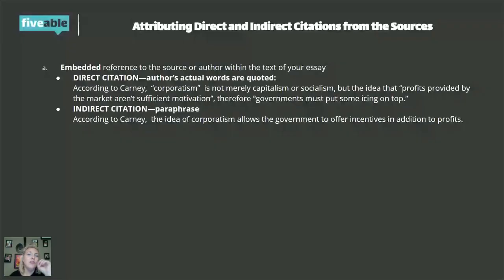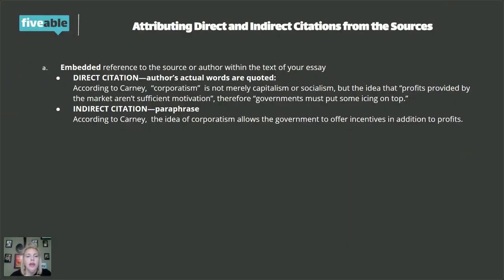Now, if I were to paraphrase or to indirectly cite that same information, I may say, according to Carney, the idea of corporatism allows the government to offer incentives in addition to profits. Okay, so that's the same idea, but I've put it in my own words so that I can incorporate it into what I'm writing rather than using the actual direct words of the author. So either way is fine, but like I said, make sure that you're varying it up a little bit so that you're not doing the same thing every time.